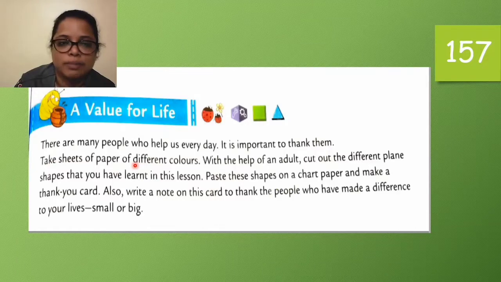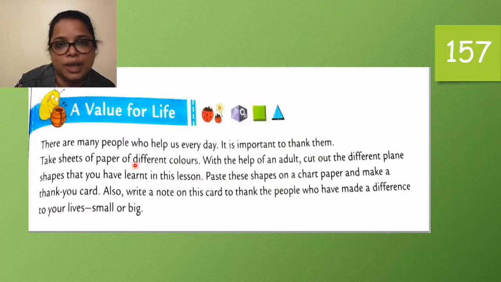Cut out different plane shapes that you have learnt in this lesson. So you have learnt plane shapes, right? Circle, triangle, rectangle, square, quadrilateral. Yes, so you can cut them in those shapes. Paste these shapes on a chart paper and make a thank you card.